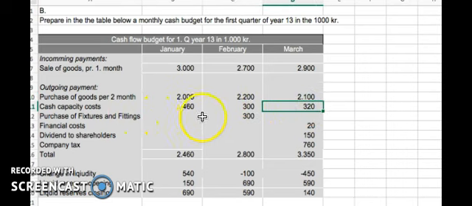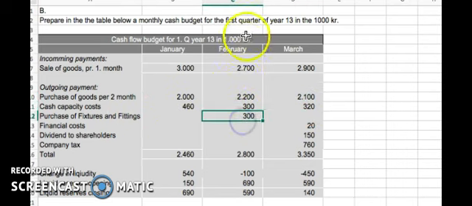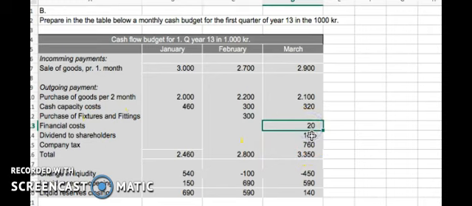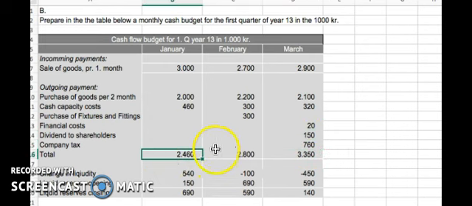And then purchase of fixtures and fittings. You see here they have bought in February fixtures and fittings. You fill that out. Financial cost, as we saw also in the other. Dividend to shareholders has to be added, and company tax also. You see total, where you take the sum of all.